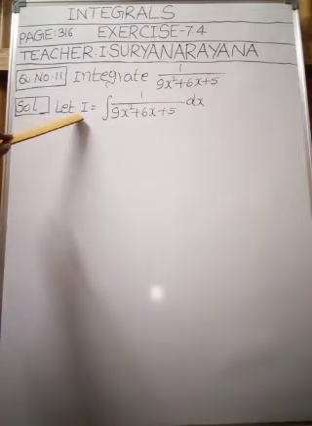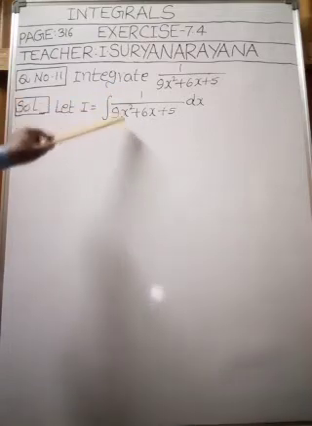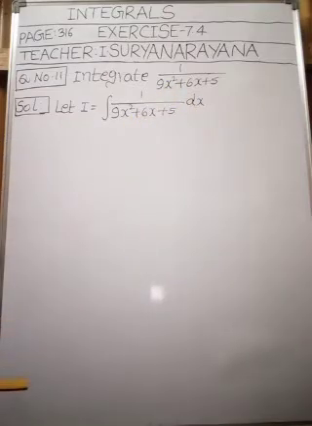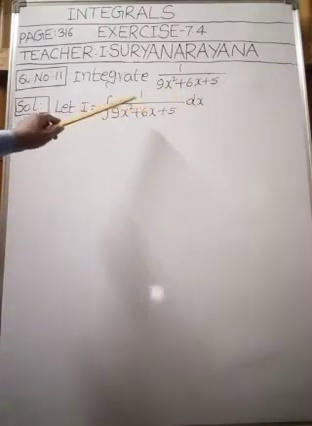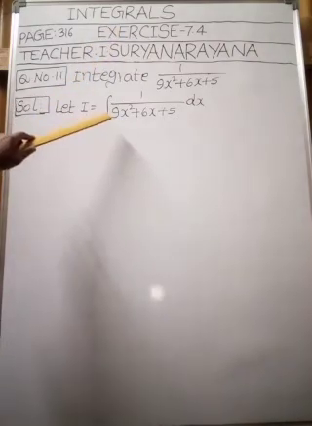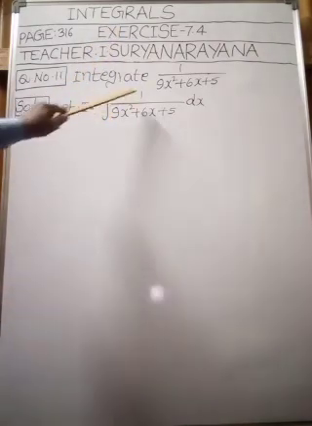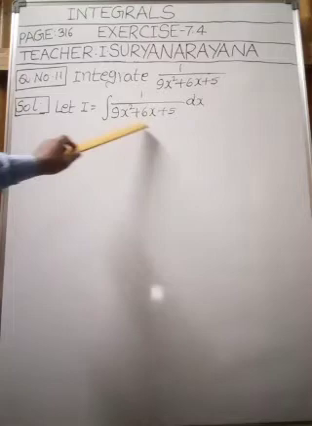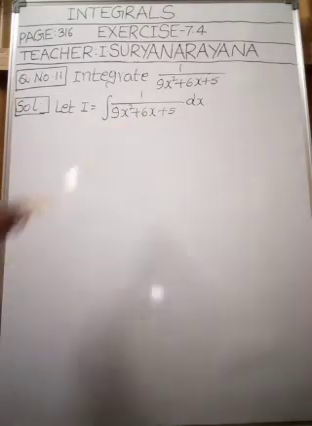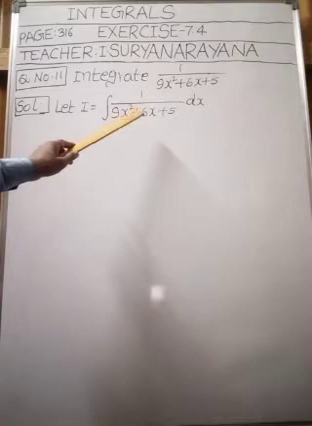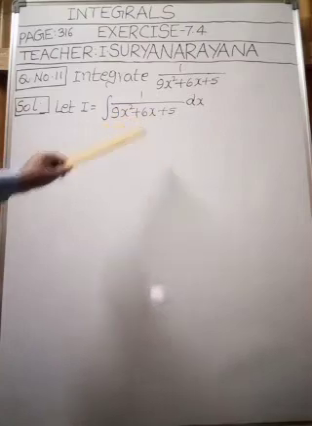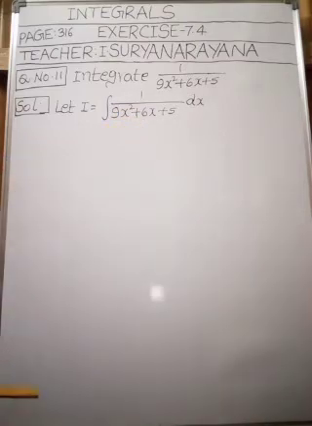Let us assume that capital letter I is equal to integral 1 by 9x square plus 6x plus 5 dx. Okay, my children, you know this is the first step. For every question, this is the first step. Okay, my children? Right. If you observe the integrand, in the numerator that is 1. In the denominator it is a quadratic expression in x. So we have to change this quadratic expression. We have to transform this quadratic expression into any one of the standard forms. Okay, my dear children? Right.